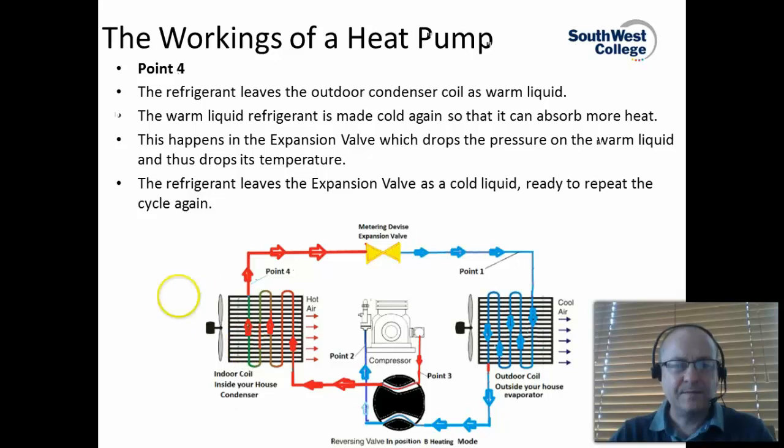At point 4, as the refrigerant leaves the condenser coil, it'll leave as a relatively warm liquid. It won't have expelled all its heat, so it'll be a warm liquid. This warm liquid refrigerant is made cold again, so it can absorb more heat, and that happens in the expansion valve. The expansion valve drops the pressure on the warm liquid and thus drops the temperature. As the pressure drops, the fluid again becomes cold. The refrigerant then leaves the expansion valve as a cold liquid, ready to repeat the cycle, and it goes into the outdoor coil to take up some more heat, either from the air or from the ground loop.